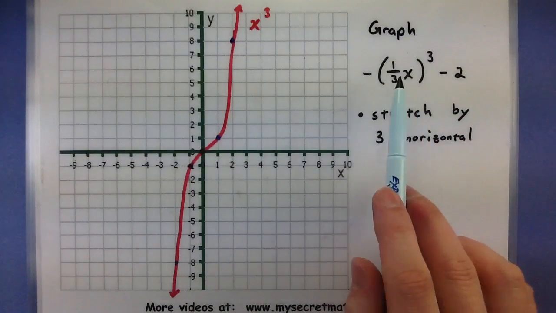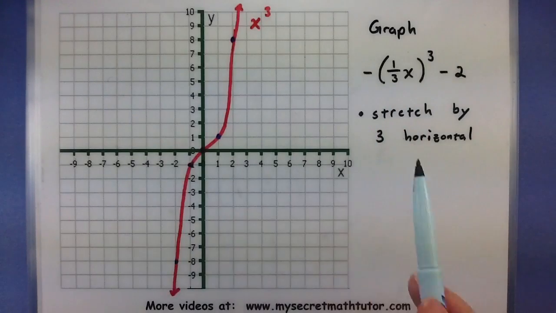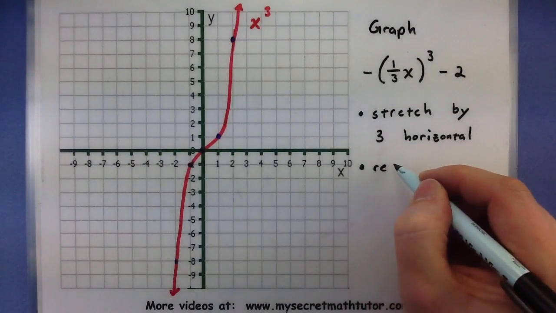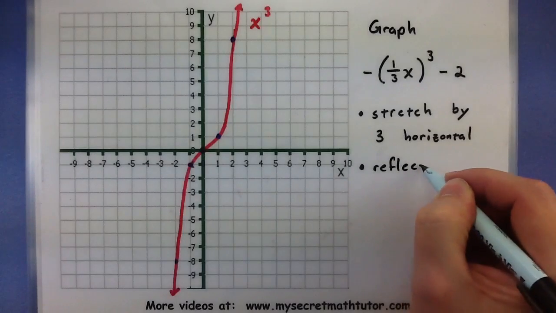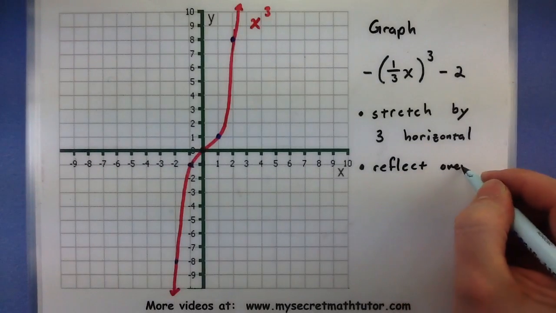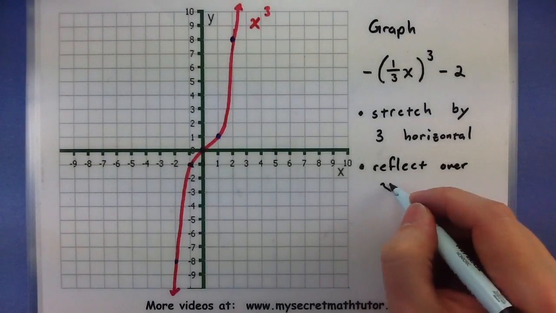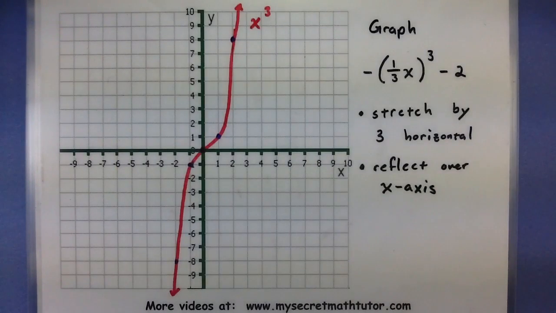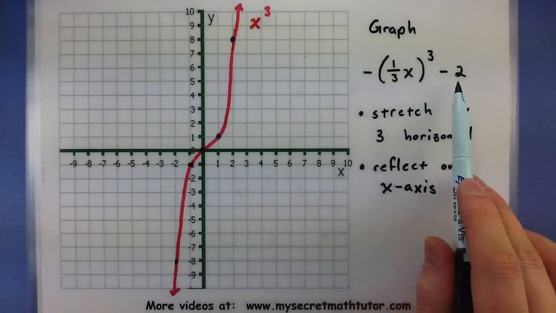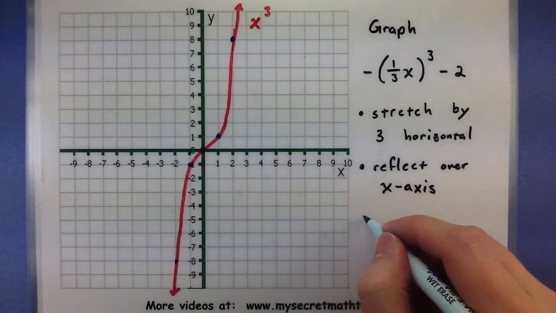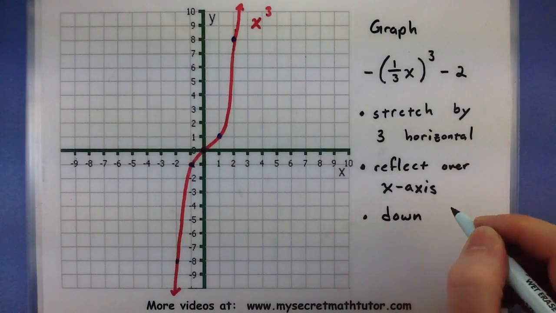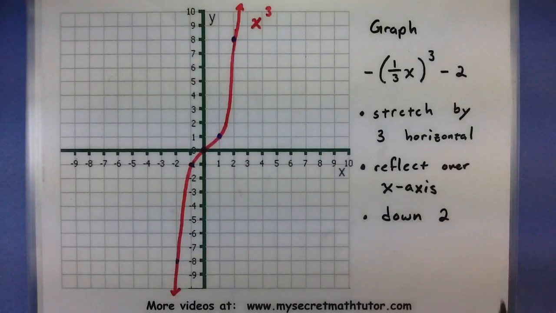Alright, moving out from there. Now I run into this negative. The negative's on the outside. So this will reflect over our x-axis. Alright, looks like we have one last transformation, the minus 2. So we'll take our entire graph and we'll just go down 2. Perfect.